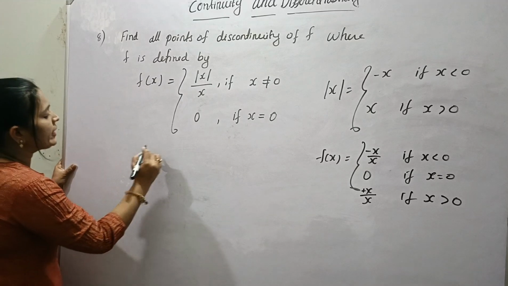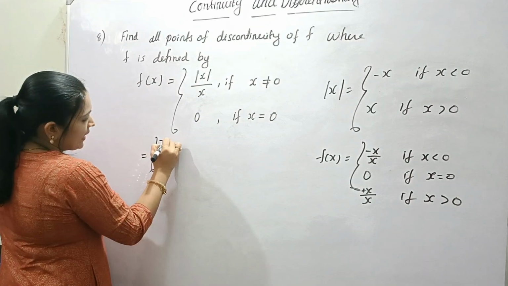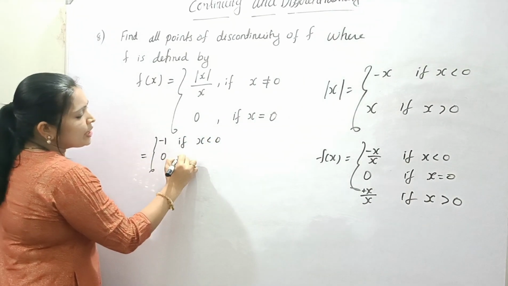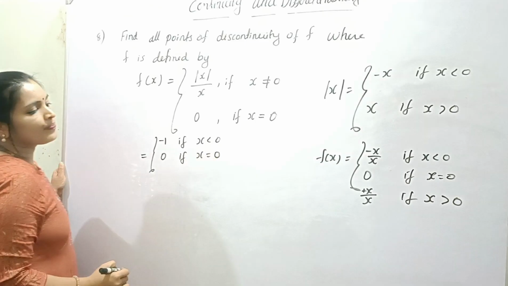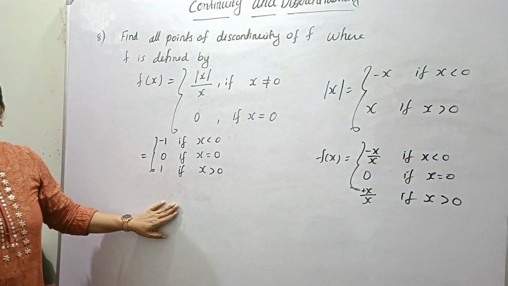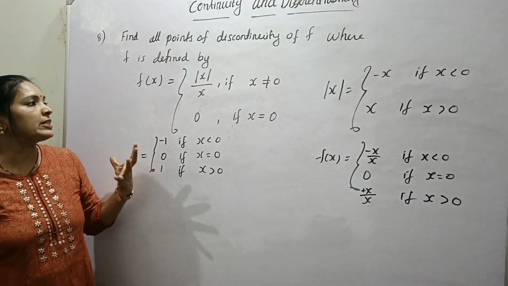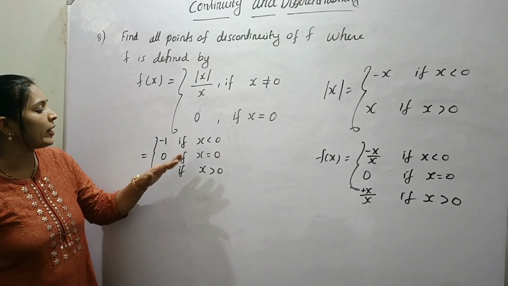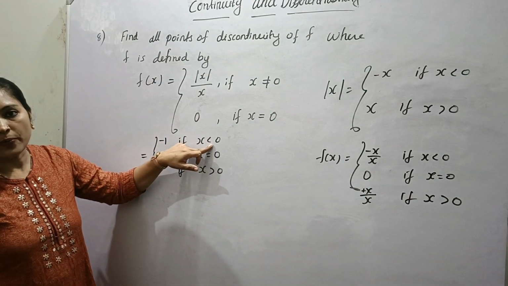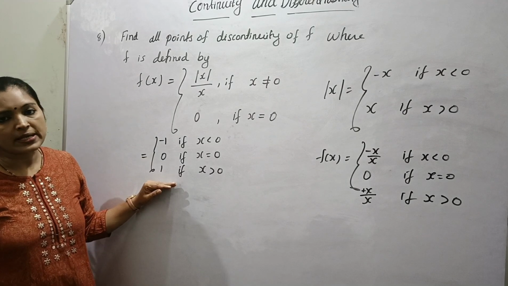Okay. So, this function can be redefined as minus x by x is minus 1 if x less than 0. F of x is equal to 0 if x is equal to 0. And f of x is equal to 1 if x greater than 0. Okay. Now, next let's check whether this function is continuous at which points. Okay. So here the function is equal to minus 1 if x less than 0. And when x greater than 0, the function is 1, constant function is continuous.